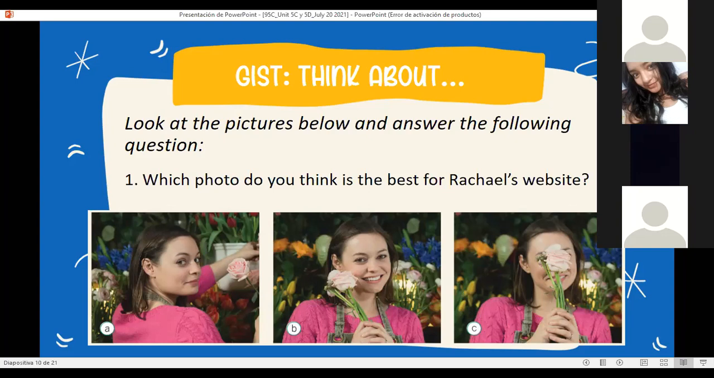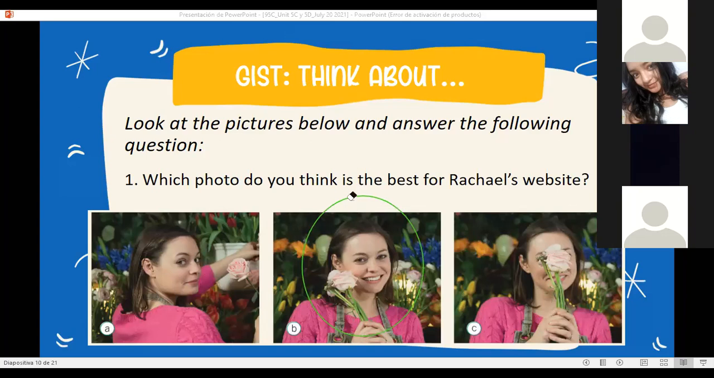Letter B. Okay, yes, that could be a good option for her website, right? Here we have Rachel smiling with a rose in her hand. Yes. Thank you. So this could be an option.